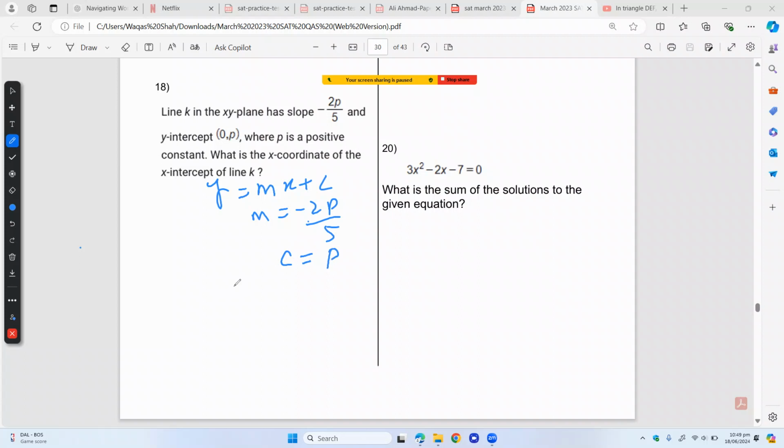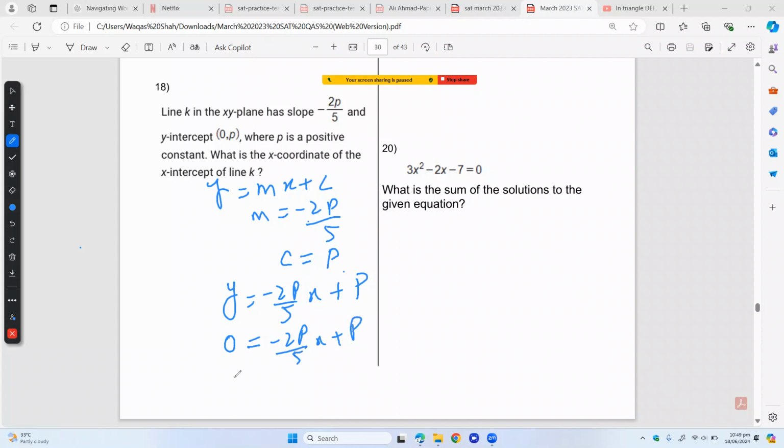Okay, so put these values in this one. So y is equal to minus 2p by 5 x plus p. So what is the x coordinate of the x-intercept of the line k? So you have to find the x-intercept. For the x-intercept, put the value of y as 0. Okay, so 0 is equal to minus 2p by 5 x plus p.